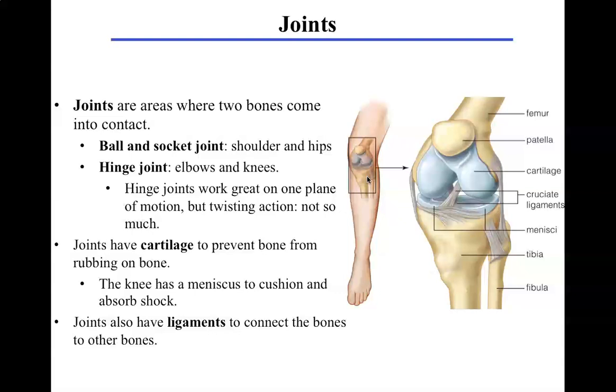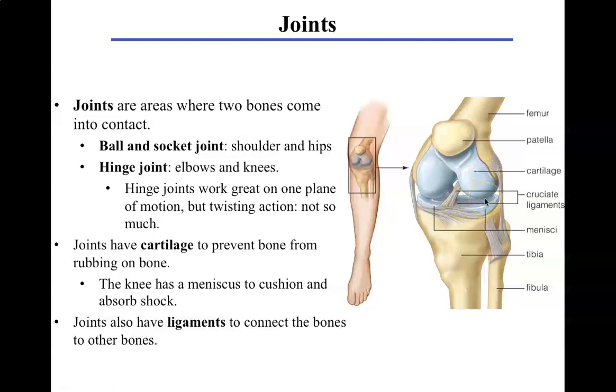moving your lower leg forwards and backwards, but hinge joints don't do real well when it starts moving side to side or twisting. Joints have cartilage in them that prevents the bones from rubbing together. You can see that pretty well in this picture. So here's the femur of your upper leg. Here's your tibia and fibula of your lower leg. And so you can see the end of your femur is wrapped in cartilage. And then you've got this meniscus, which is kind of like a shock absorber of cartilage. So whenever you're walking or running or jumping, the cartilage is touching cartilage and it's not bone on bone. So that just makes things more comfortable.